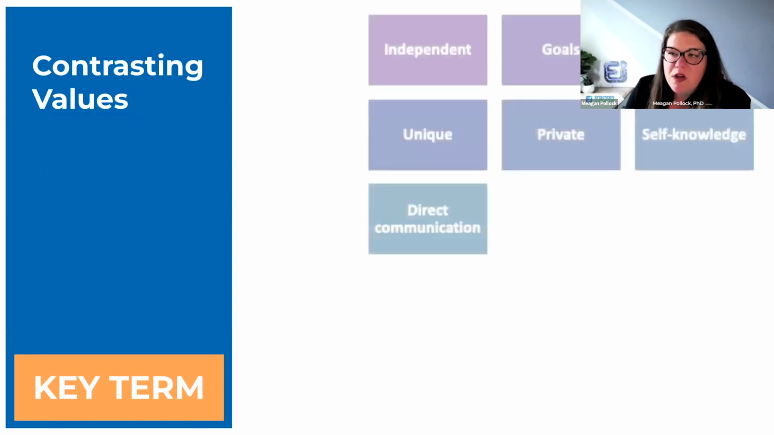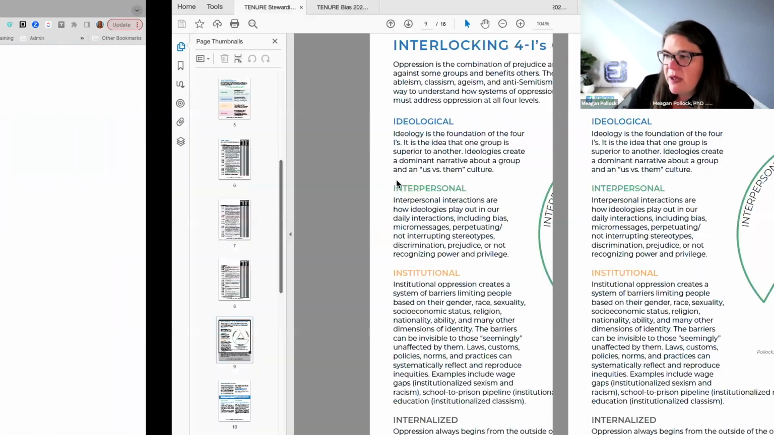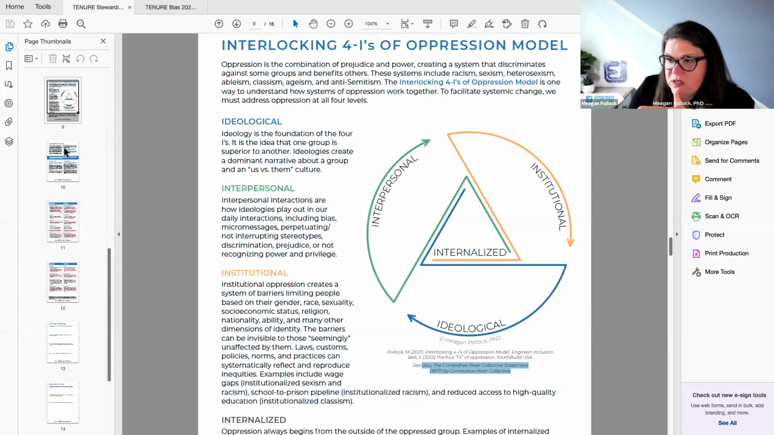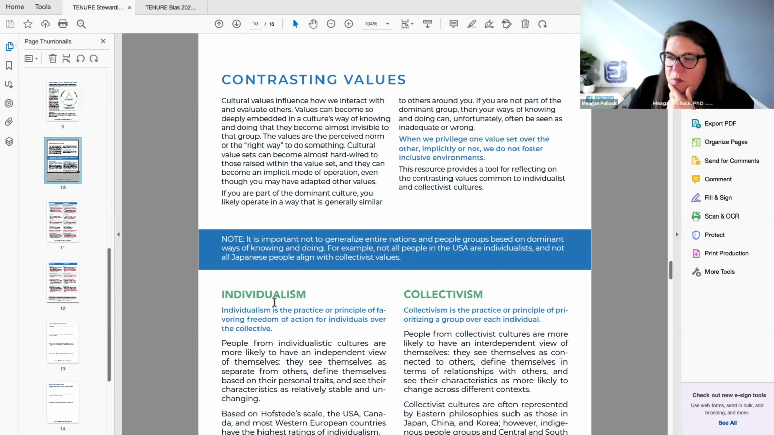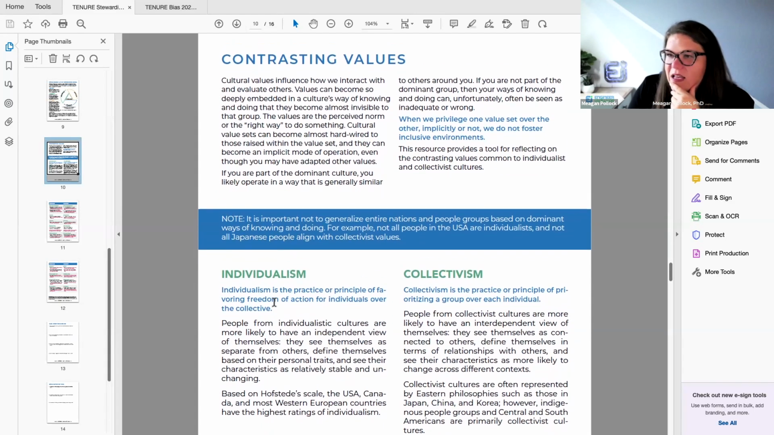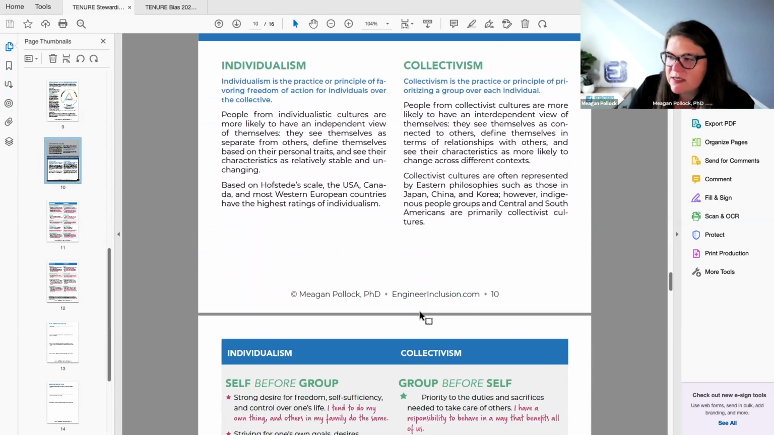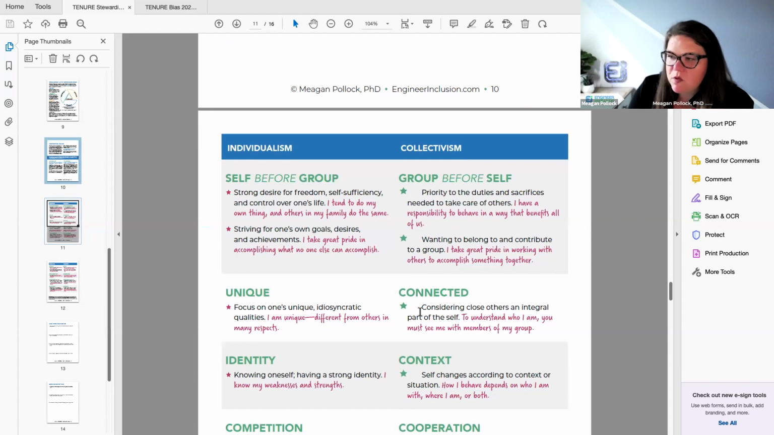And then that brings us to the last set of concepts before we go into the exercise here. So contrasting values, when we look at individualistic versus collectivist cultures. In your packet, I just finished this resource for another group yesterday, so it's hot off the presses. So you can look at the contrasting values here in your packet. It defines individualism versus collectivism, and this is drawing from multiple resources to help us understand the ways in which we can compare and contrast these.